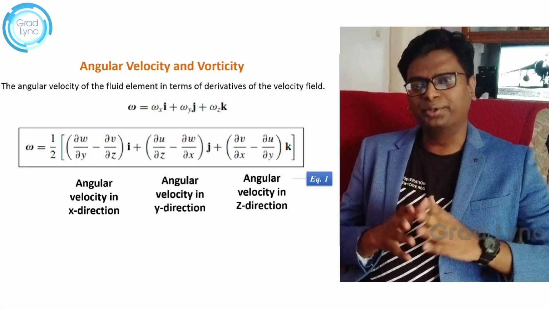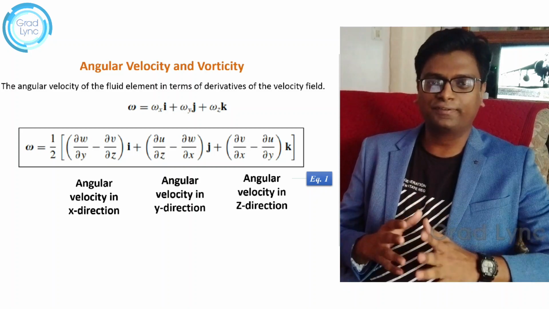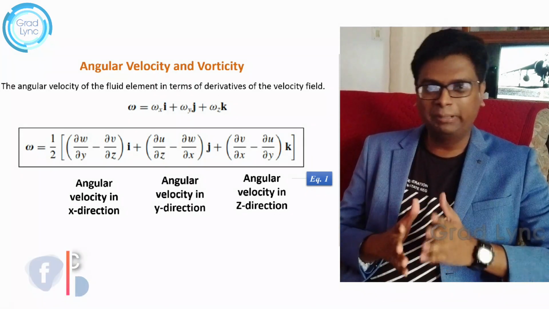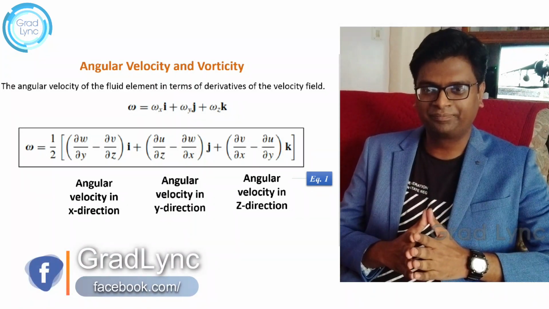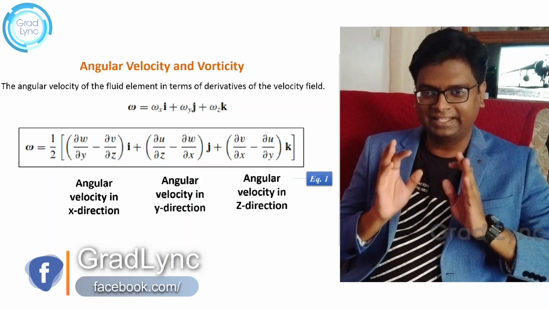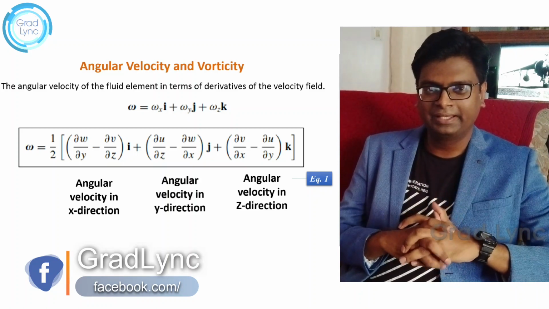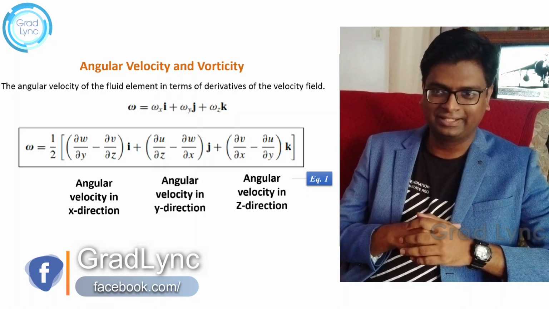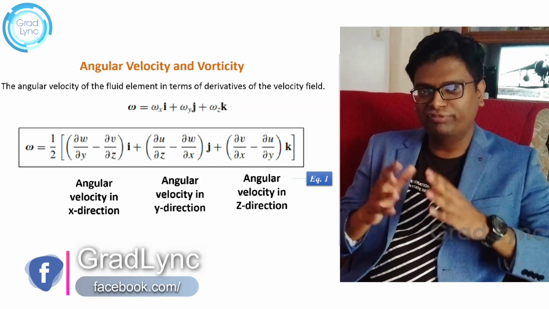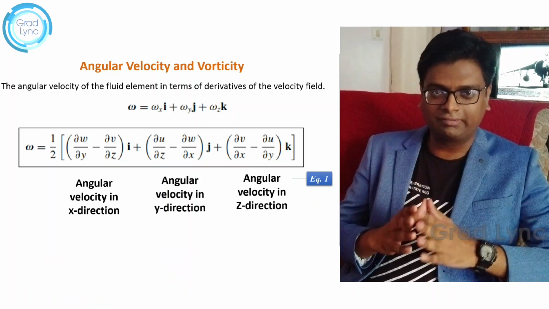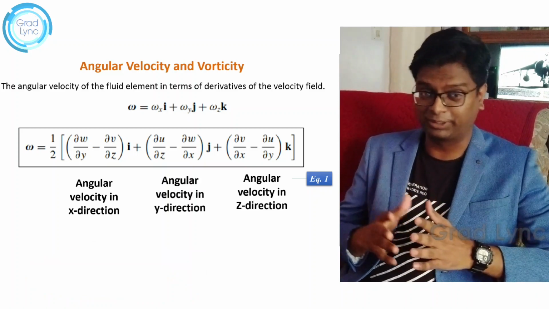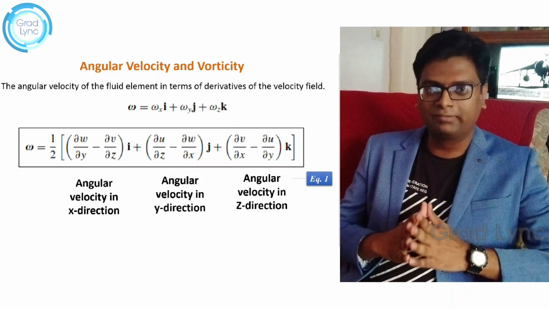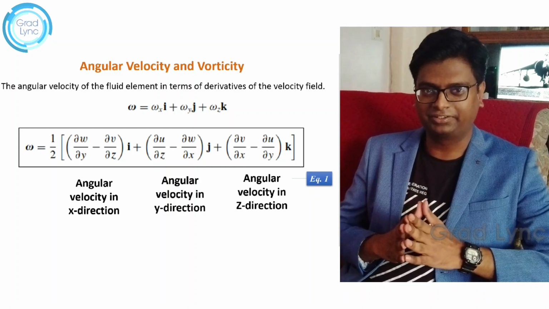Now let's try to define the angular velocity of the fluid element in terms of derivatives of the velocity field. What do we mean by derivatives of the velocity field? I want to express the net angular velocity in terms of derivatives of linear velocities, right? Let's assume that u, v and w are the linear velocities in x, y and z direction respectively. Similarly, ωx, ωy and ωz are the angular velocities in x, y and z direction.